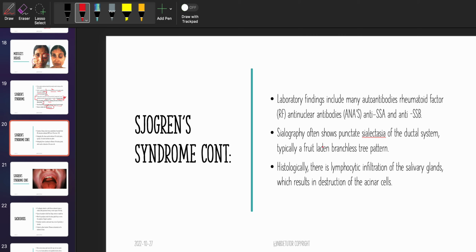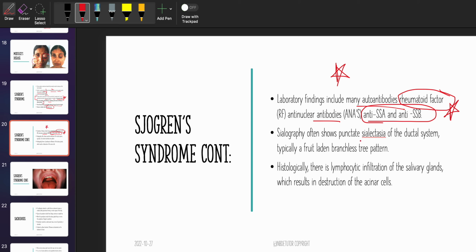So the laboratory findings may include autoantibody rheumatoid factor and antinuclear antibodies, which are anti-SSA and anti-SSB. Please, guys, very important point. Again, they love to ask this question: which autoantibodies are associated with Sjogren syndrome? They are anti-SSA and anti-SSB, and the factor is rheumatoid factor. Please do pay attention and mark these important points. It is a commonly asked question.